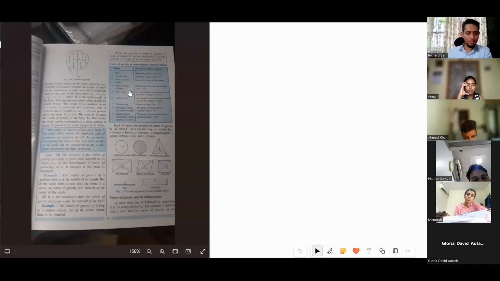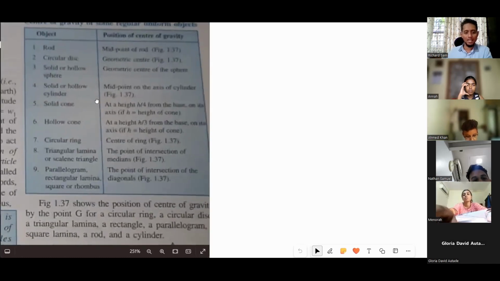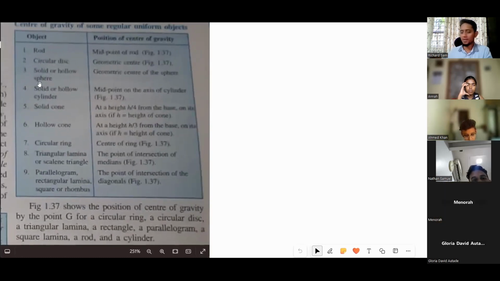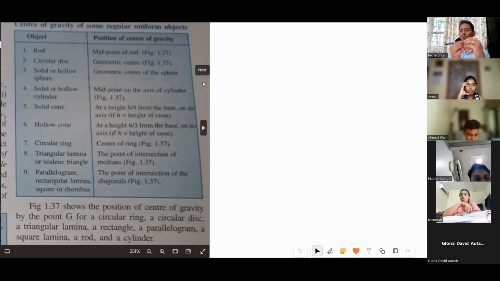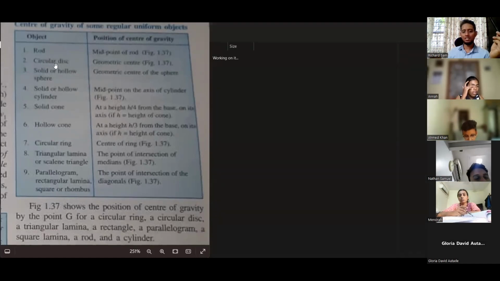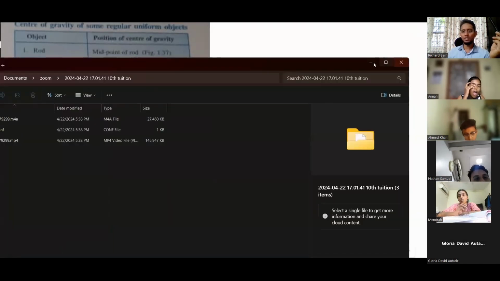Okay. Here you have a list of different objects and where their center of gravity lies. Okay. So look at this. For a rod, where is the center of gravity? The midpoint of the rod. When we talk about a rod, we're talking about a very thin rod. So we can just say the midpoint. Okay. But if it is a bigger object, like we'll see, a circular disc. Circular disc means like a CD. For a CD, where is the center of gravity?